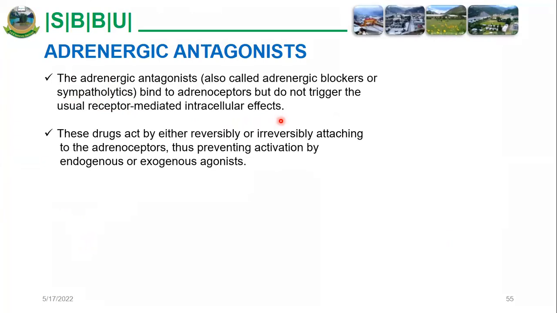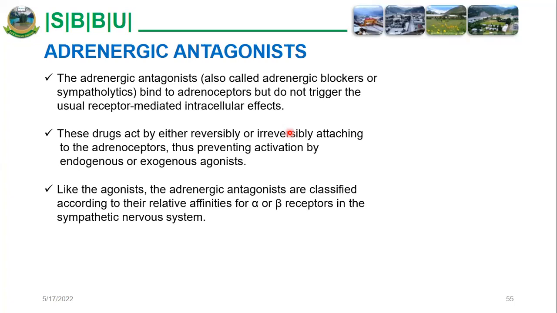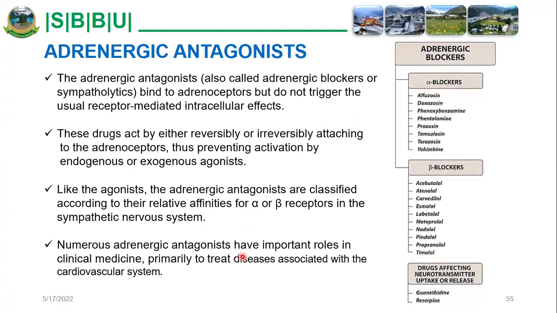So these drugs can be either reversible or irreversible, attaching to the adrenergic receptors, thus preventing activation by endogenous or exogenous agonists. How they are reversible and irreversible, we will explain later on. Like the agonists, the adrenergic antagonists are classified according to their relative affinities for alpha and beta receptors in the sympathetic nervous system. That's why we have classified them as alpha antagonists and beta antagonists, or alpha blockers and beta blockers. Numerous adrenergic antagonists have important roles in clinical medicine, primarily to treat diseases associated with the cardiovascular system, as I was saying.